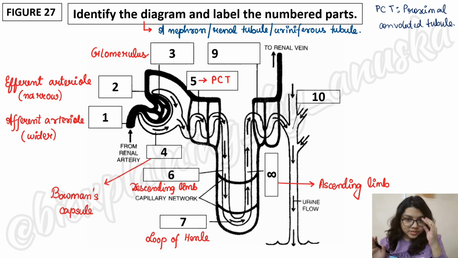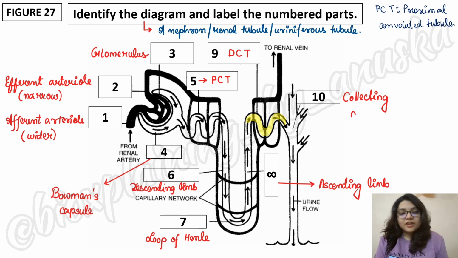I guess this much is clear. Then part 9, carefully note, this is again another convolution. Now it's far away from the glomerulus, so you will call this the distal convoluted tubule, that is the DCT. Understandable clearly. Then you have part number 10, the collecting duct, where the urine which is now formed will be collected and sent out through the ureter. I guess this is clear.